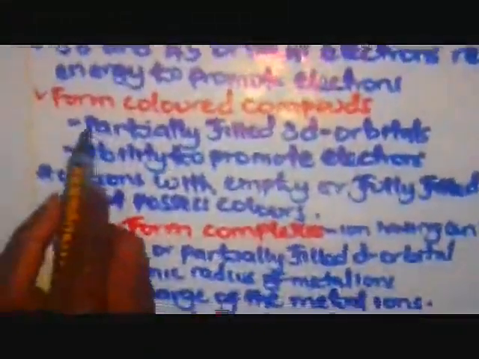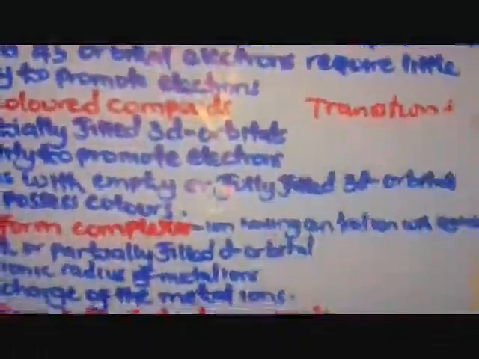Then the same elements, you can only be transition if you form colored compounds. Why are they forming colored compounds? We have already said they have partially filled 3D, and then they have the ability to promote what? Electrons. When they are promoting electrons, there is what is called transitions. Electrons can be promoted from the lower energy level to higher energy level.